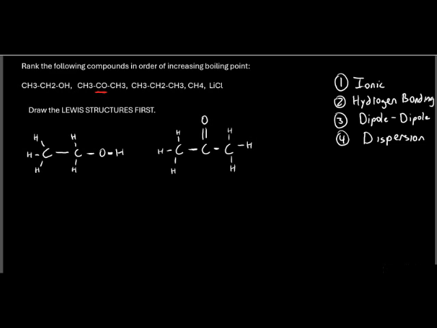Our next structure is CH3, CH2, CH3. Fairly similar to what we've drawn previously: a carbon with 3 hydrogens, connected to a carbon with 2 hydrogens, connected to another carbon with 3 hydrogens. Our next structure is CH4, that's 1 carbon connected to 4 hydrogens. Our last structure is LiCl. We'll just draw that with Li next to Cl.